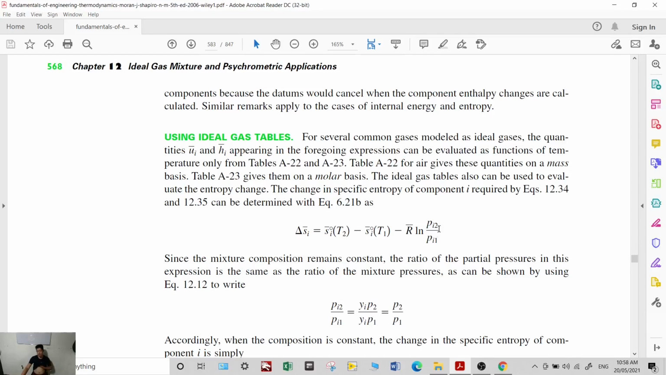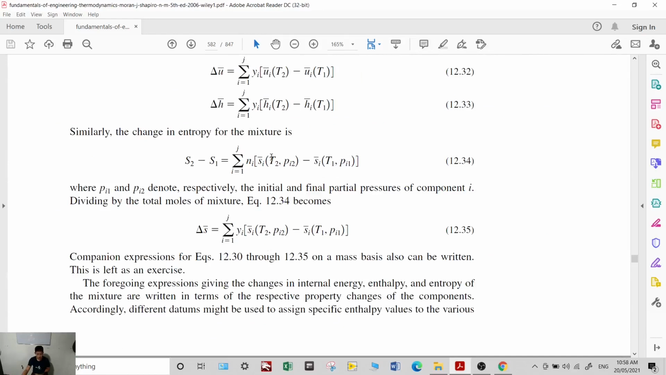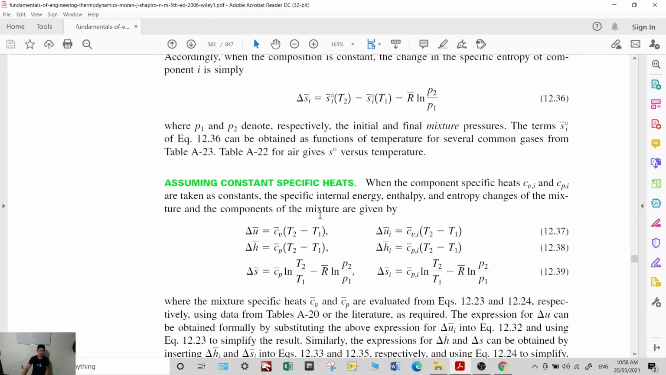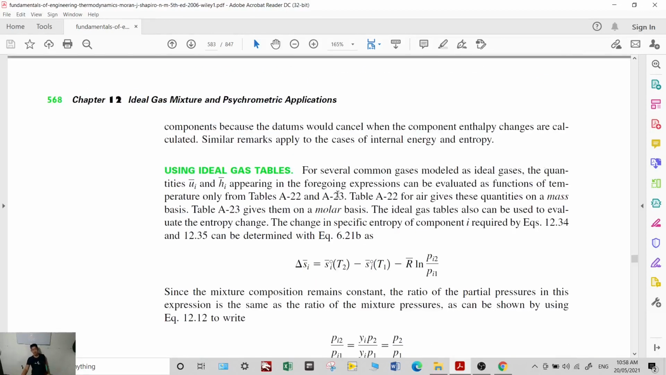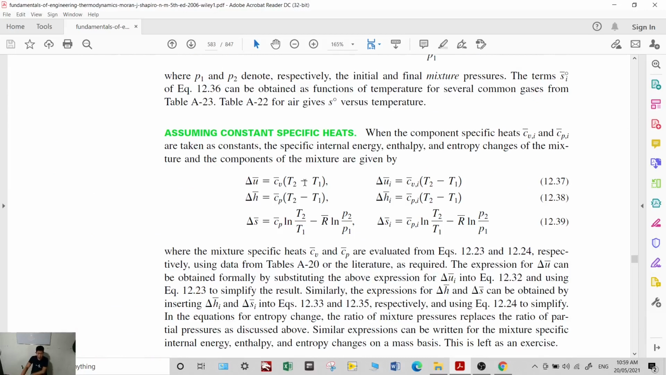The partial pressure of component 2 is just equal to the total pressure at state 2, using the Amagat model. So this term becomes minus R bar ln P2 over P1. Again, the assumption is that the mixture composition remains constant. Assuming constant specific heat, the change in internal energy becomes just cv times the temperature change, so u at T2 is cv T2.